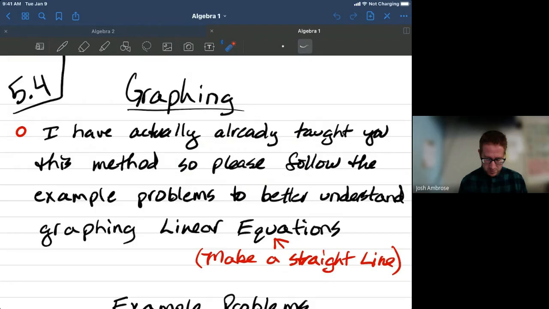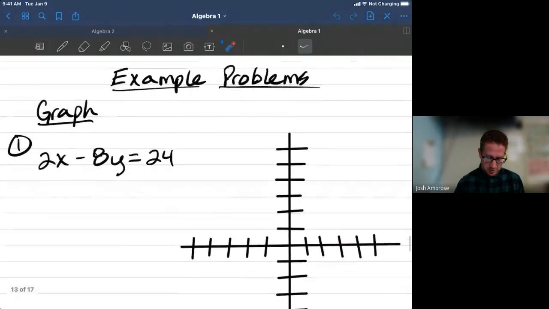So, little review. Linear equations make a straight line. Something you should know: if your graph doesn't make a straight line, something's off, because all of these equations make straight lines. All right, let's do it. Let's jump right into some example problems.